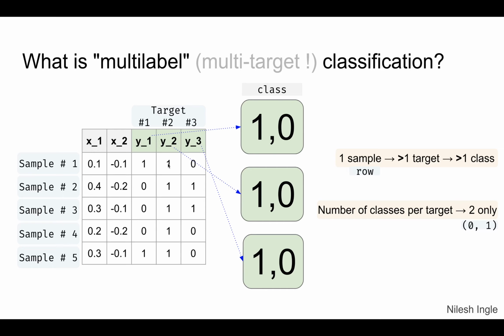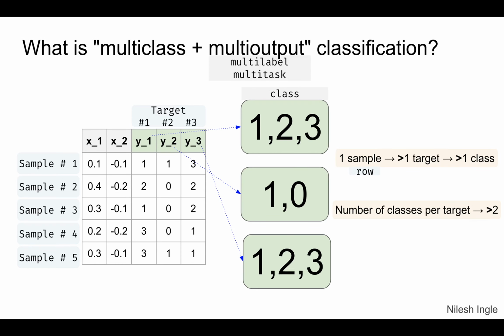So essentially in this multiple label case, each sample would have more than one target and could have more than one class. And the only thing to remember is that each of those targets is going to be binary. That is, it will have just two classes, not more than two.